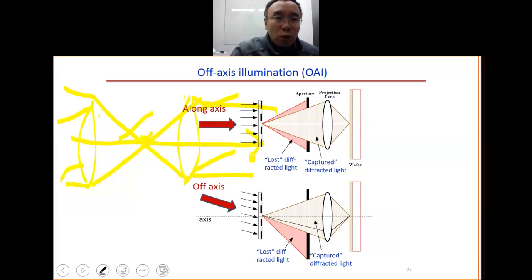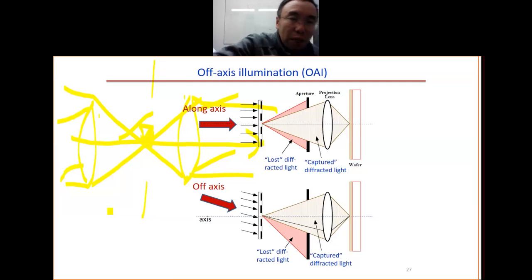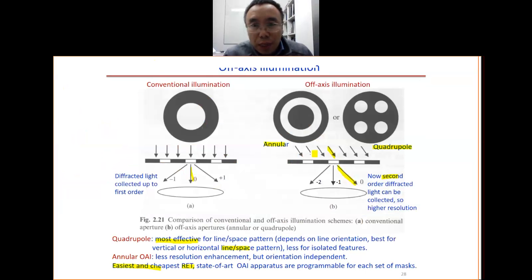What we can do is put something here. For instance, if we block this spot, we have something like this. This is the focal plane. This part of the light goes through, this part of the light goes through, and this part of the light gets blocked. So effectively we put this kind of shape at the focal plane.